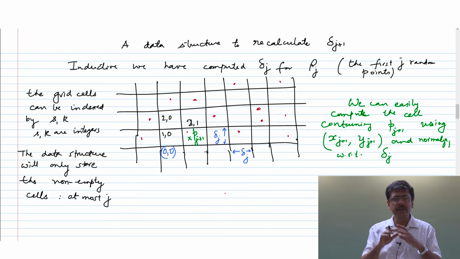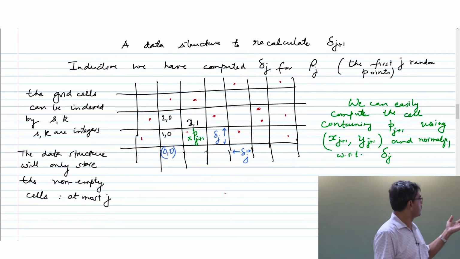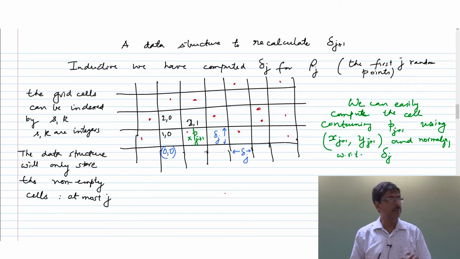I need not look at any other point, right? So I know which cell it belongs to. The cell is stored in the data structure. I'll just fetch that cell. The cell has an address. The address is given by that pair of integers sk. So does sk contain a red point? If it contains a red point, we should compute the distance and check.